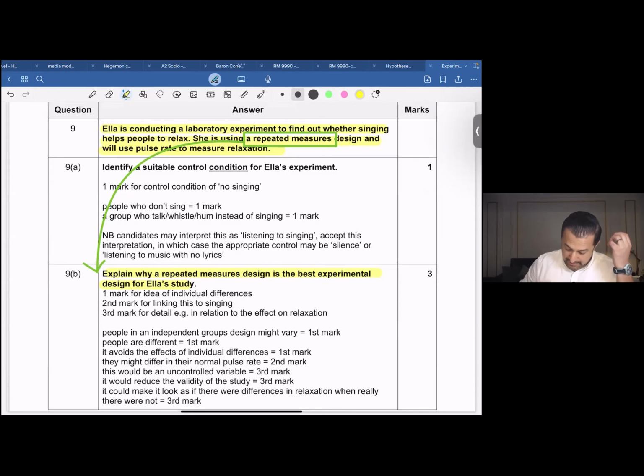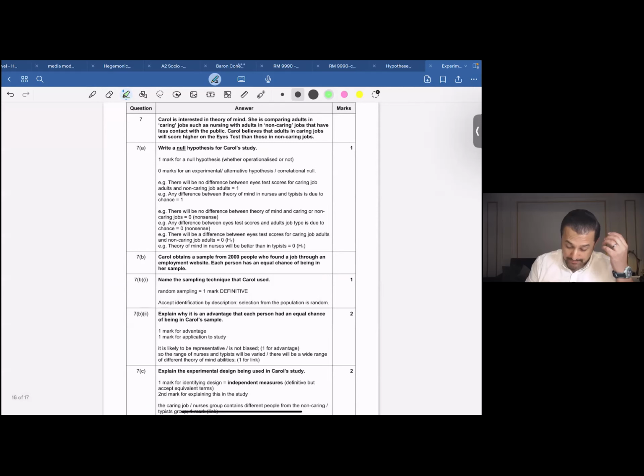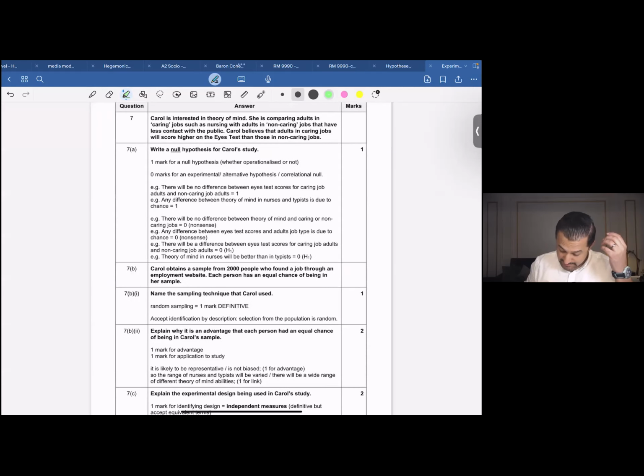Now, people in an independent measures design might vary, individual differences. People are different, the same thing. It avoids the effects of individual differences. To be able to score 2 marks, they might differ in the normal pulse rate. This would be an uncontrolled variable. Writing all of these, catering to all the 3 criteria, would help you score a 3 on 3. I've tried explaining this earlier in the videos that I have made, especially for novel research situations. Now these are the questions that we have had on experimental designs earlier.